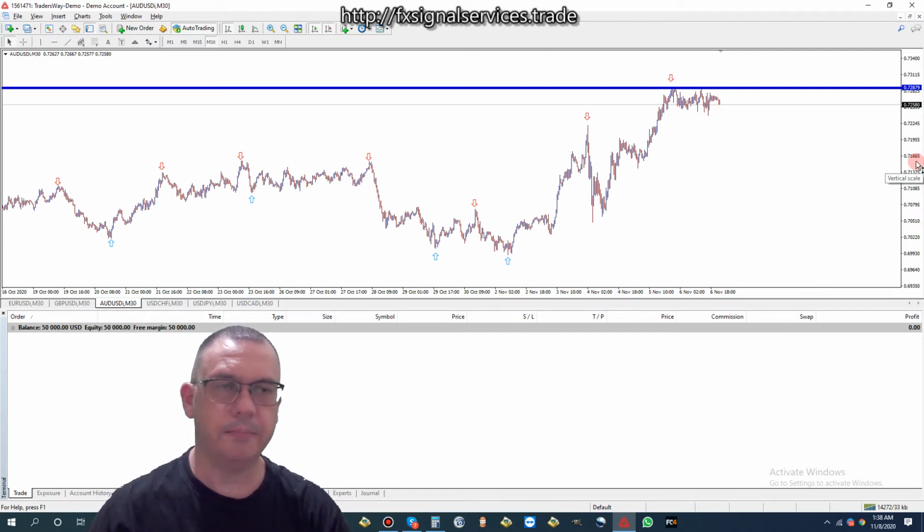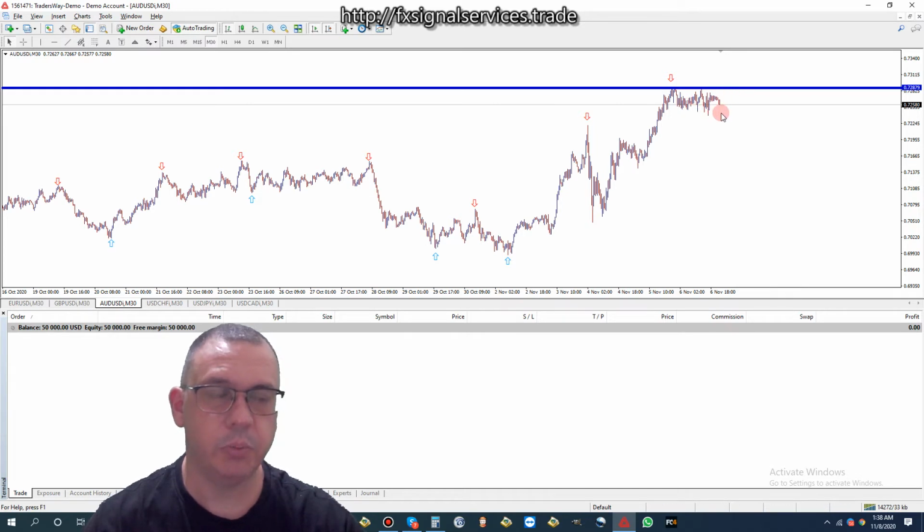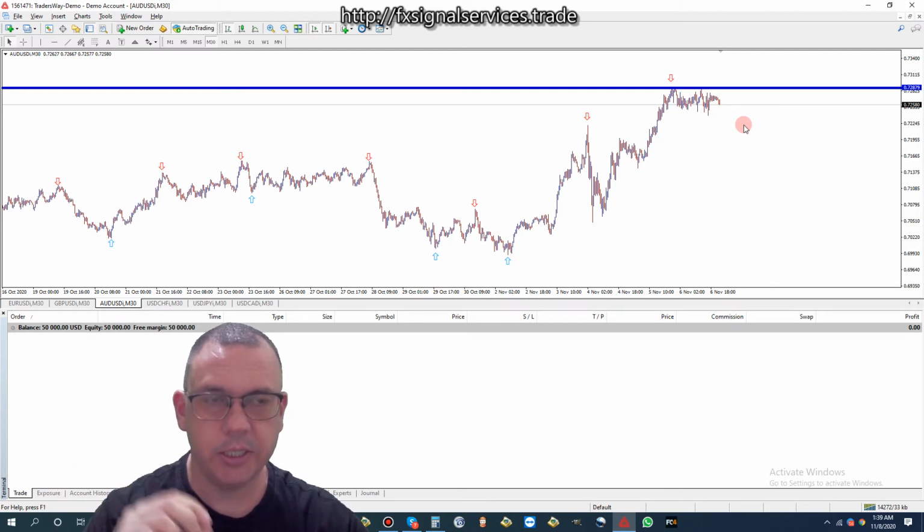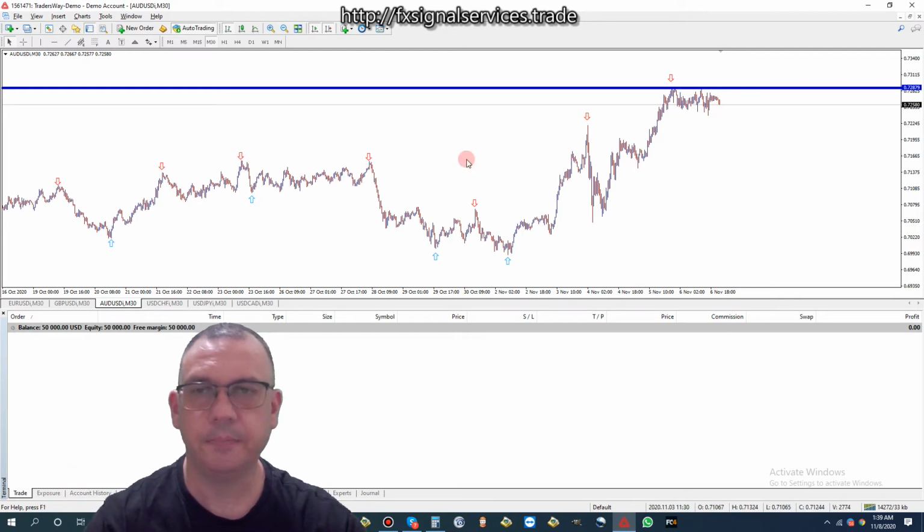Very simple, okay? And right now looks like a pretty decent time to place a sell trade, but again, I would wait a while after the market opens on Monday because there's going to be a lot of indecision in the market, okay? So just be patient on this one, but you definitely want to sell.